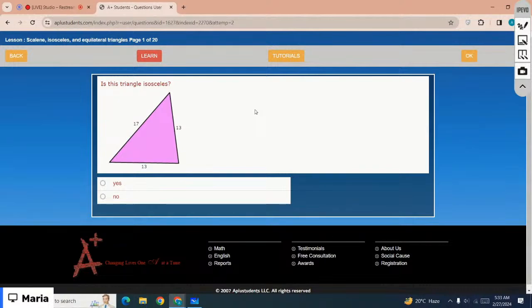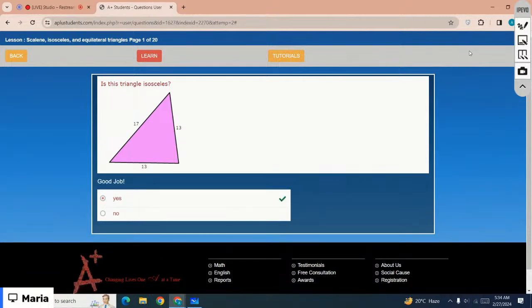Okay, the first example: is this triangle isosceles? The side lengths are 17, 13, and 13. So which is the correct option? The correct option is yes, it is isosceles. Two of the side lengths are exactly equal. So yes, that is the isosceles triangle. The correct option is yes.